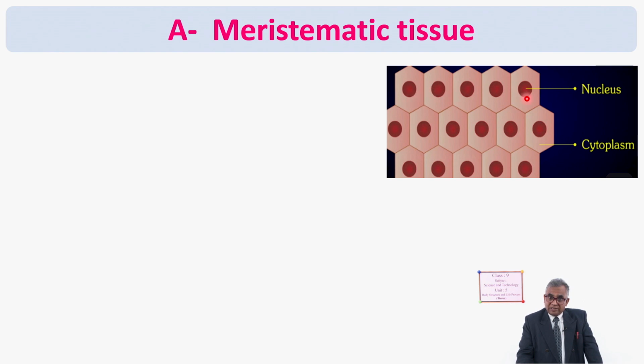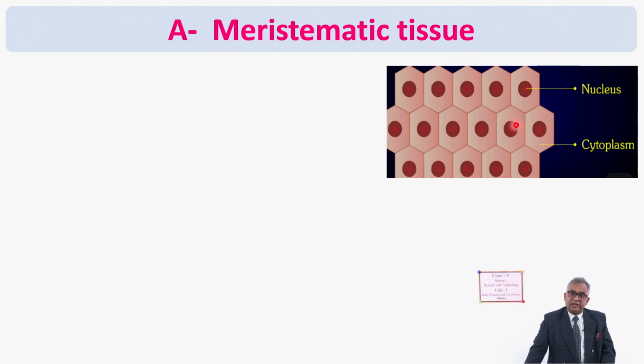And look, the nucleus is bigger than normal. So, they have a big nucleus, and the cytoplasm is dense. They have dense cytoplasm, meaning thick cytoplasm. And the cell wall is very thin. Generally, plant cells have a thick cell wall. But this plant cell has what? The cells found in this tissue have a thin cell wall.